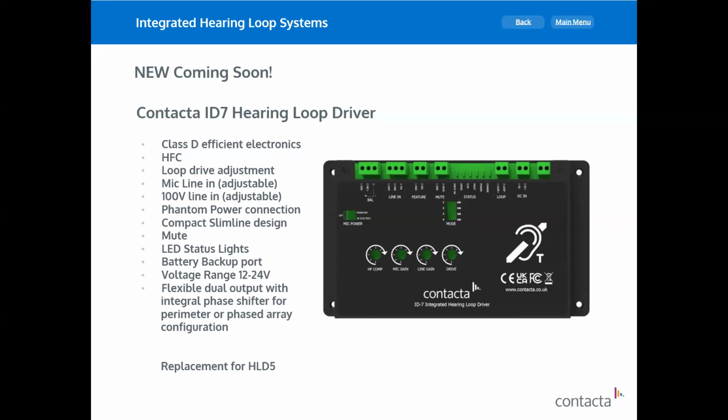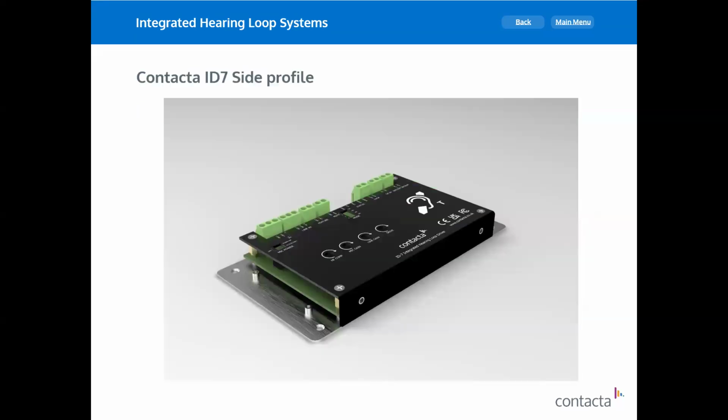Also, the ID7 has flexible dual output, same as the HLD5. You can do a phase array with a phase shifter or a perimeter with it. So this is a much more advanced machine than the ID6. In terms of a side profile, they're going to look like this. So they're very low line, very slim line profile, intended for installation. So you can see this is intended to be stuck or drilled onto a surface, fixed onto a surface.